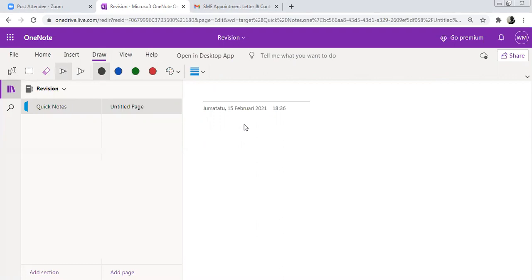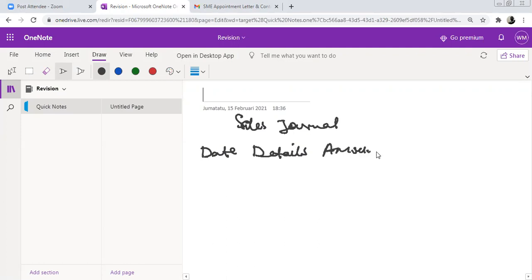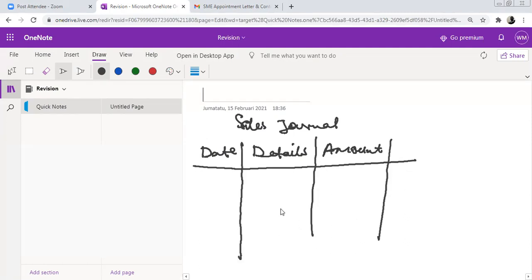Like for example, for the sales journal, we normally have a column for the date. The next column is to record the details, and then we are going to record the amount. So it is going to be a document similar to this.